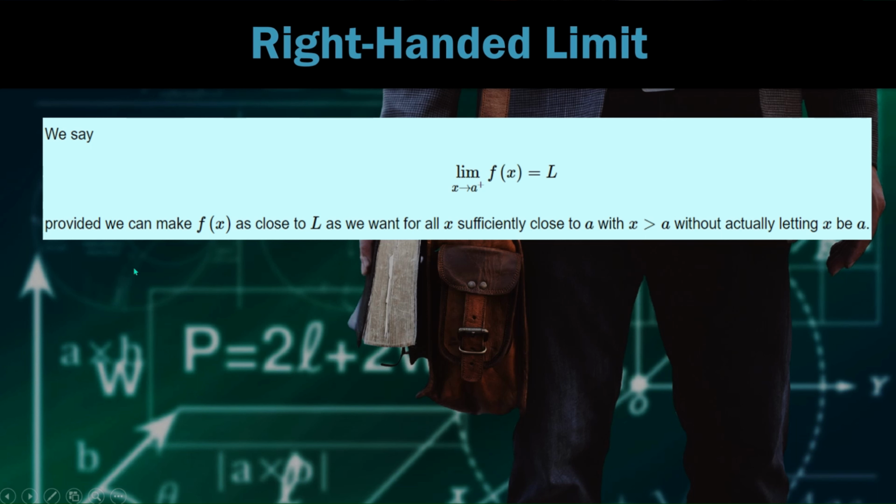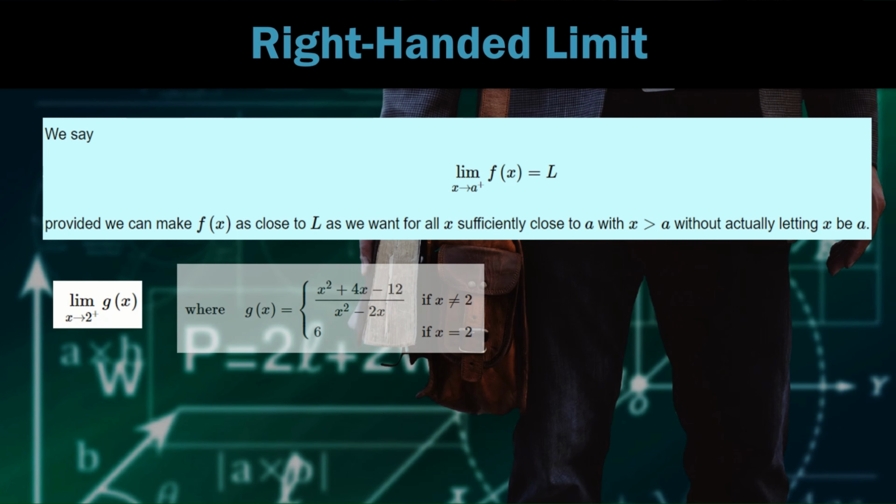If you have observed, this definition is actually very similar to the definition of a normal limit. The only difference is the value of x that we are evaluating is greater than a, but take note, it should be very close to a. Okay, so for better understanding, let's have an example. Say for example, we are going to find the right-handed limit of the function g of x as x approaches 2, where the function g of x is given by the piecewise function (x squared plus 4x minus 12) divided by the quantity (x squared minus 2x) if x is not equal to 2, and 6 if x is equal to 2.